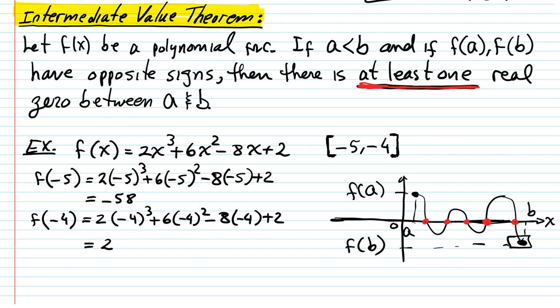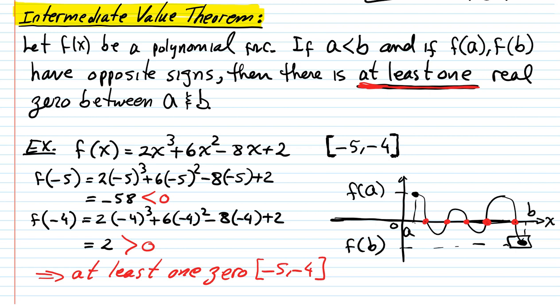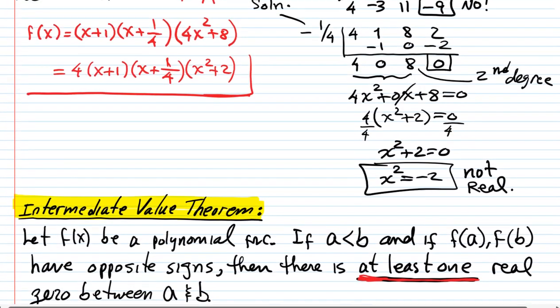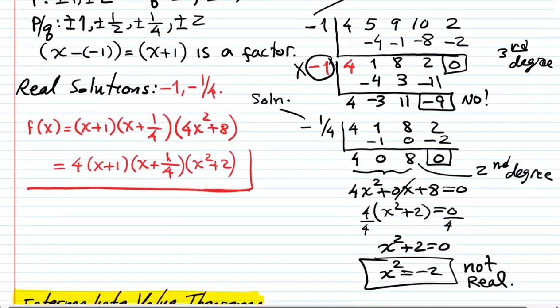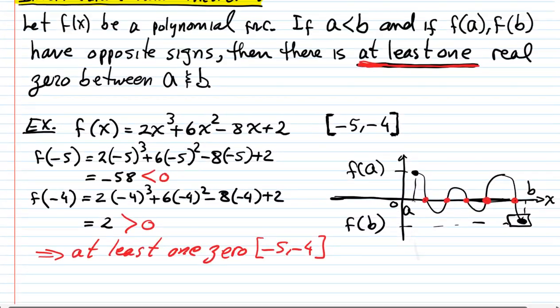So the first one is negative, the second case is positive. Therefore, there is at least one zero in the closed interval from -5 to -4. Okay, and that's what the intermediate value theorem does for us. All right. And that should do it for us. I'm pretty much done with this section as well.